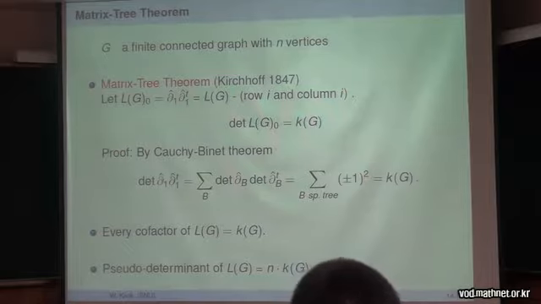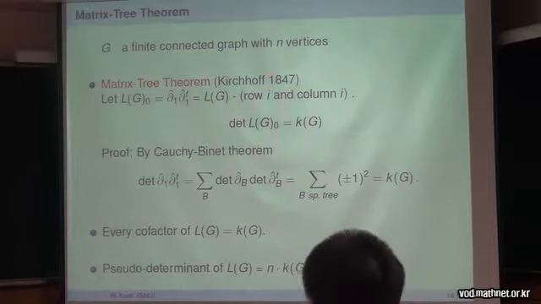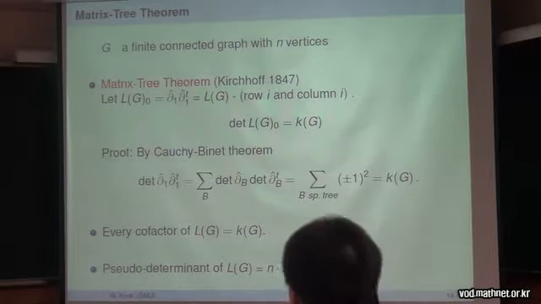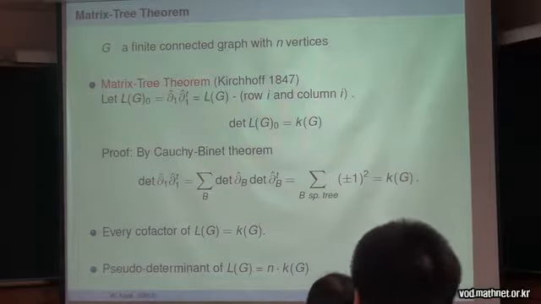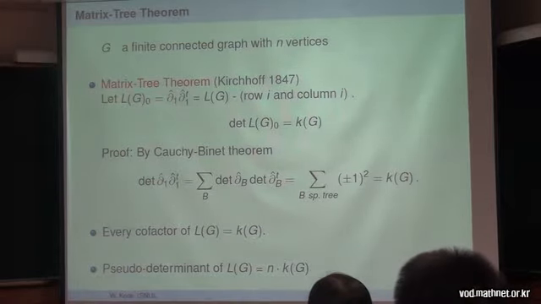Now the second version says every cofactor of LG is equal to KG. The reason this is true is not particularly because we're talking about spanning trees, but it is more of a linear algebraic fact. That is, if you have a matrix that is symmetric, and the sum of entries in each row and each column is 0, as for LG, then every cofactor is automatically the same. So this is a linear algebraic fact.